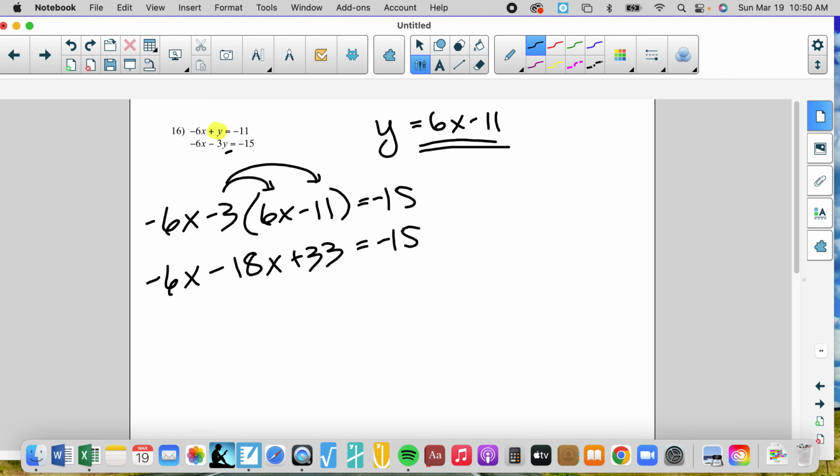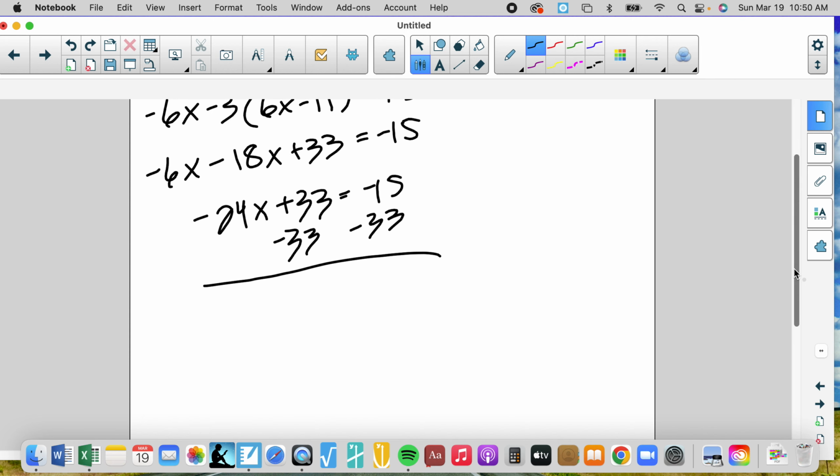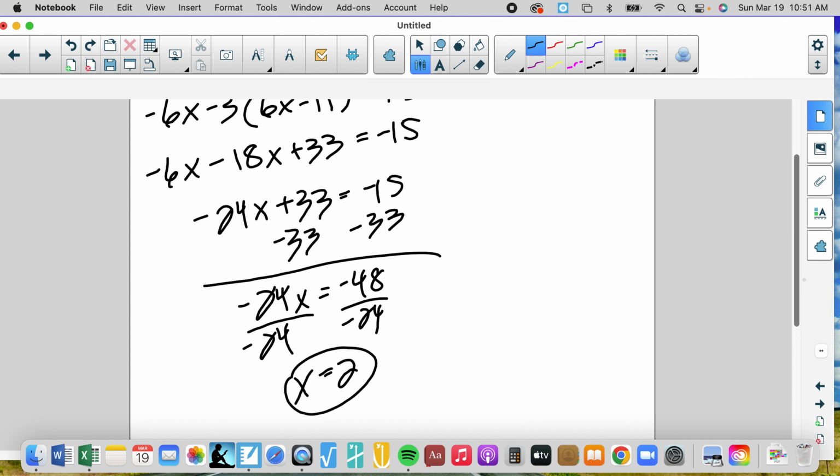Negative 6x, negative 18x gives me negative 24x plus 33 equals negative 15. Let's subtract 33. That gives me negative 24x equals negative 48. Divide by negative 24. X equals positive 2.